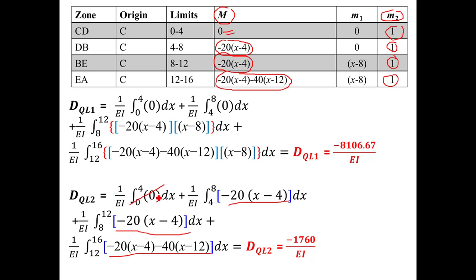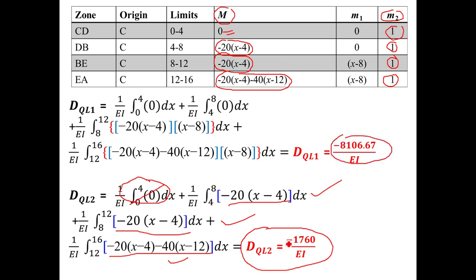In this DQL2, only the first zone multiplication is 0. Three zones are there. If you perform all these three integrations separately and add them, we will get DQL2 finally as minus 1760 upon EI. Note that the signs of DQL1 and DQL2 are both minus. It represents that for DQL1 the displacement is downward, that's why it is minus, and DQL2 is related to rotation, which means it is a clockwise rotation at point C.